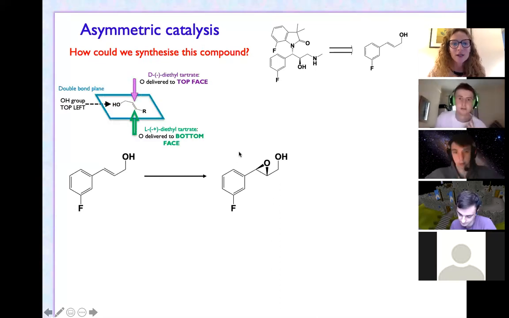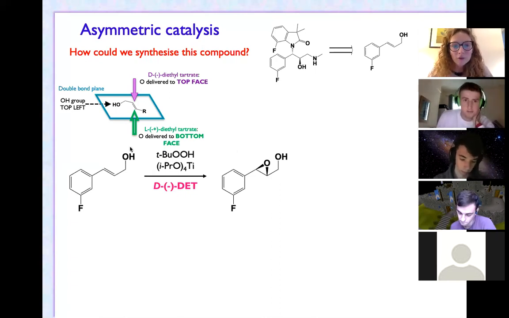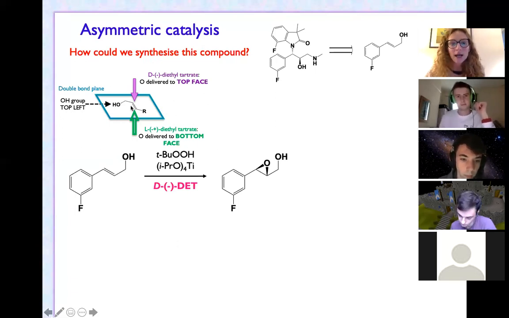Very good, Jack. So here I have given you this little reminder of a general rule that we can use in order to understand which enantiomer of the diethyl tartrate we need to use in order to obtain the desired epoxide. We always orient our allylic alcohol to have the OH group top left, and then once we are in this situation, we decide which enantiomer of the diethyl tartrate we want to use in order to get the desired outcome. Okay, very good. So from here, what do we do, guys?